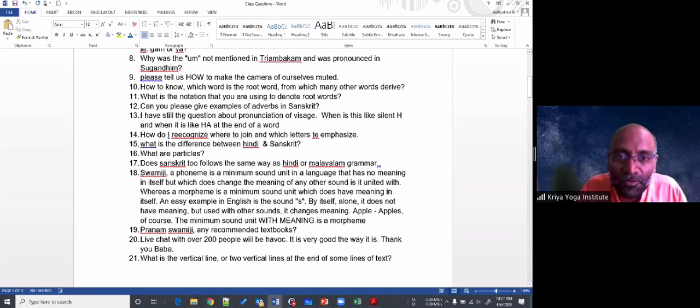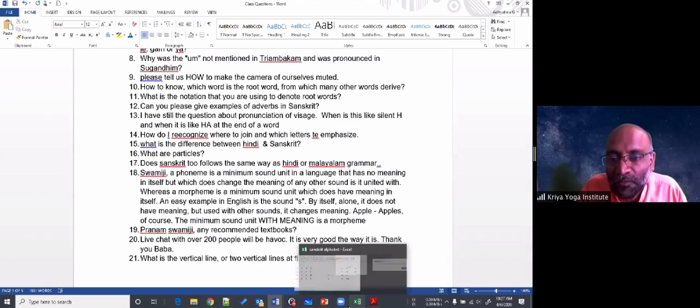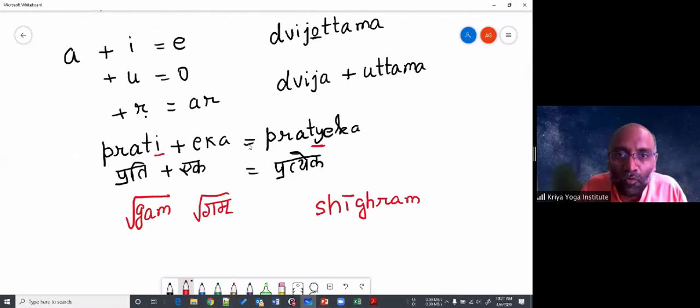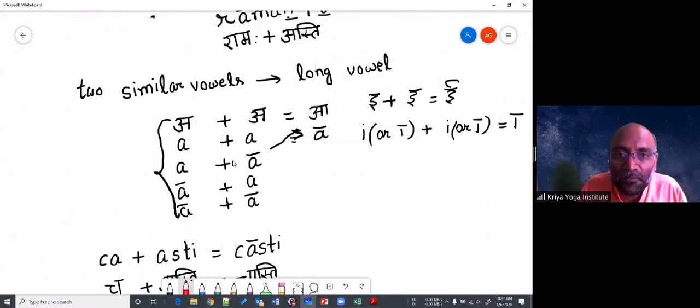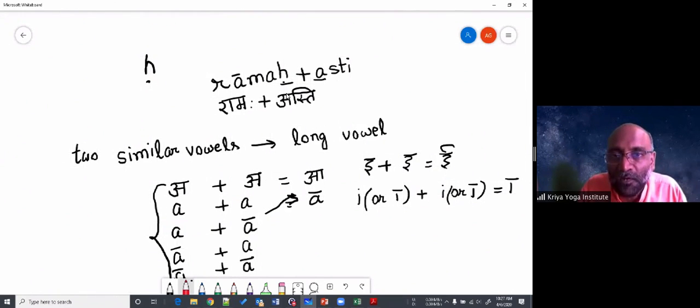I have still a question about pronunciation of visarga. When is it like a silent h and when is it like ha at the end of the word? So visarga sound is always the sound of exhalation. That is the visarga sound. Like amaha, this is how the visarga sound is. We put a dot under h in the Roman script, and in Devanagari it's like two dots.